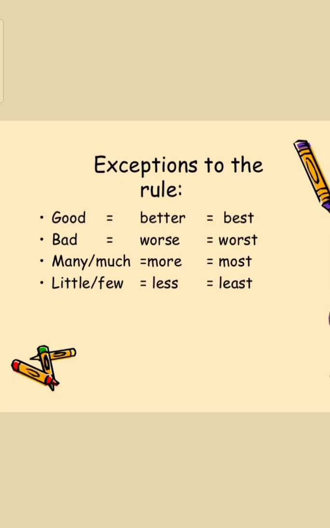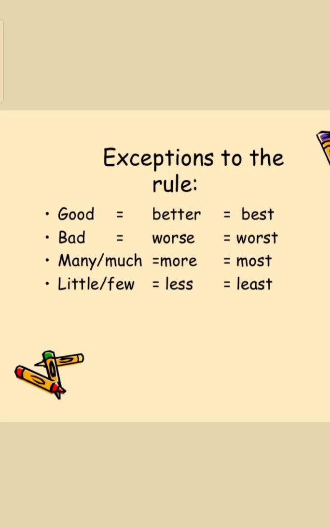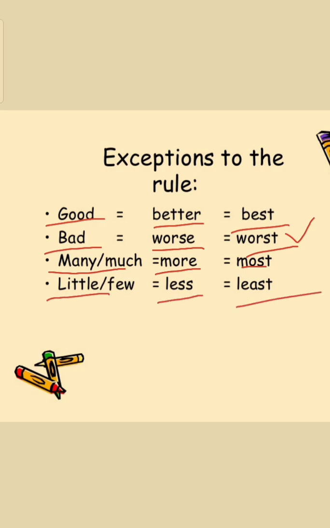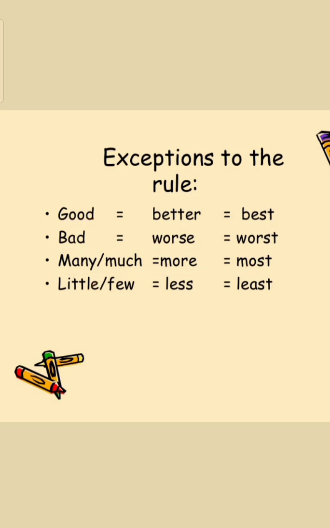However, there are some exceptions to this rule. There are some words with exceptions, look at these, these do not follow the rule, understood? Good, better, best, bad, worse, worst, remember this. Sometimes students get confused. Many or much, more, most, little or few, less, least, okay? So little gives less, few gives less, and few gives least, little gives least, okay? Okay, remember this, these are very important.